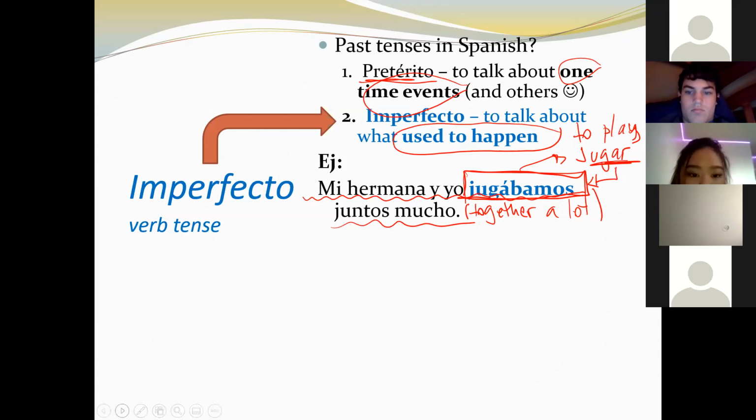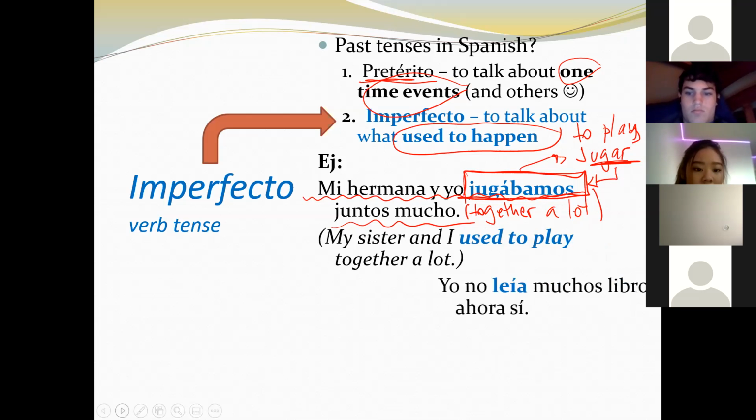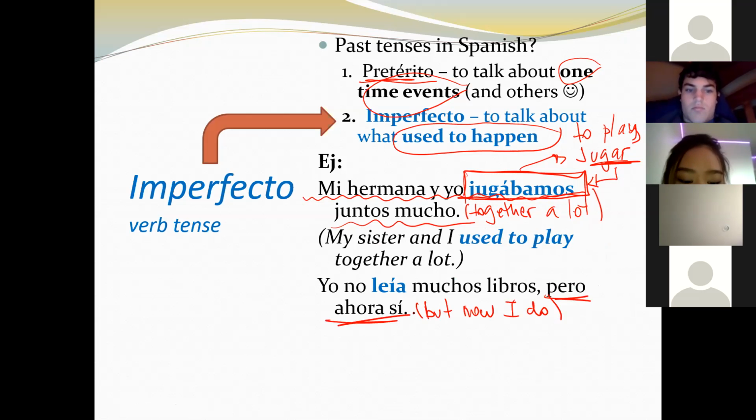So let's see what the endings are here. My sister and I used to play, right? Now let's see the other one. Yo no leía muchos libros, pero ahora sí. This means, but now I do. But now I do. See? But now I do, pero ahora sí.